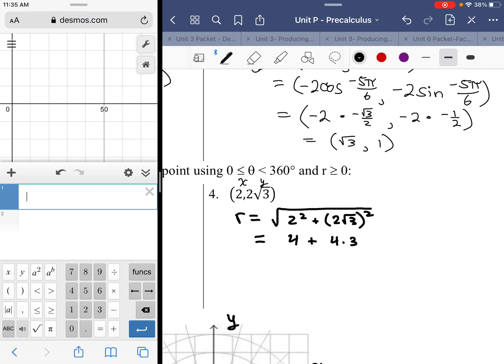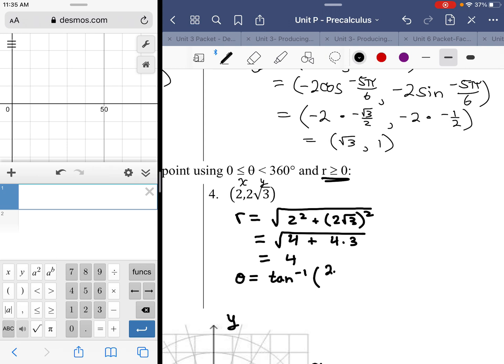2 squared is 4. Rad 3 squared is 3. So we're looking at 16 under the radical, which is going to give us 4. They said we're only going with r values that are greater than or equal to 0. So I would only want the positive r.